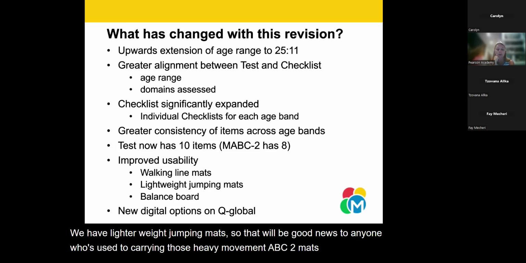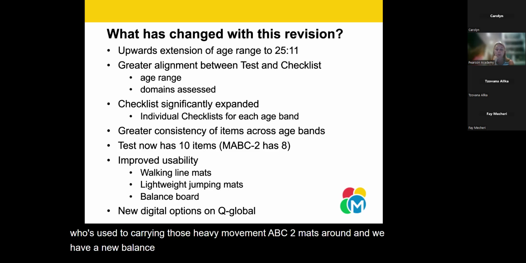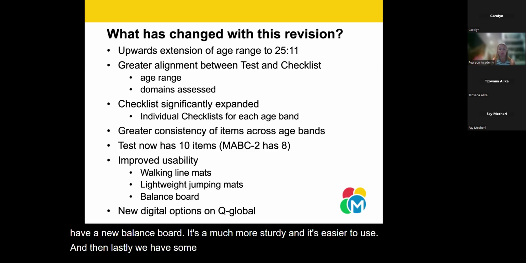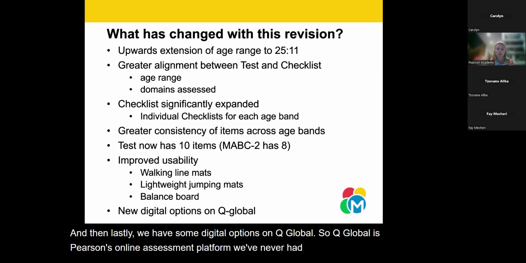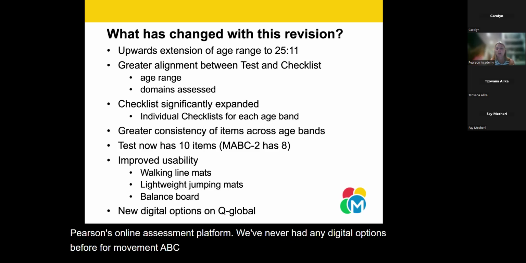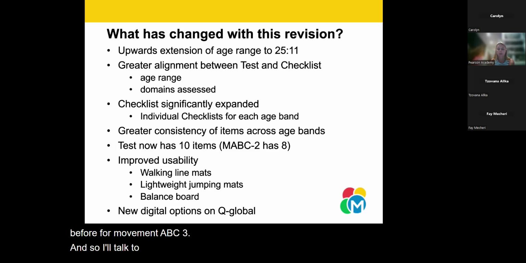And we have a new balance board. It's much more sturdy and it's easier to use. And then lastly, we have some digital options on Q Global. Q Global is Pearson's online assessment platform. We've never had any digital options before for Movement ABC3. And I'll talk to you about those in a few slides' time as well.